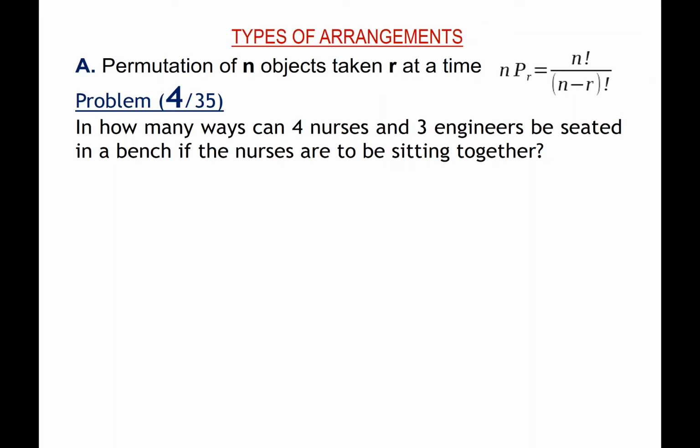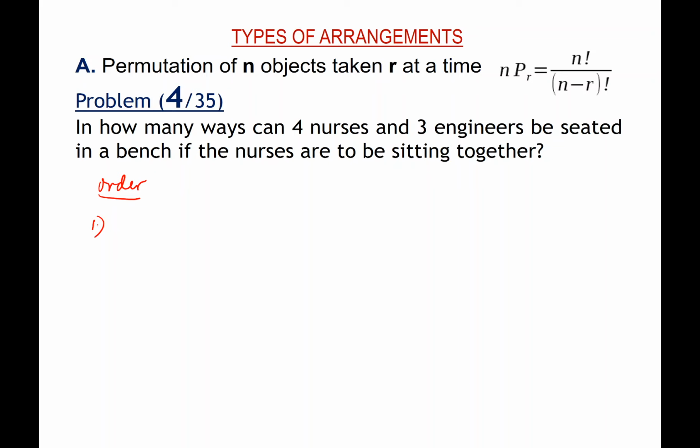Another permutation problem is this problem number 4. In how many ways can 4 nurses and 3 engineers be seated in a bench if the nurses are to be sitting together? There's an arrangement in this, so we know that this is permutation because there's an order. Okay, so we know that the first step is to visualize our problem.